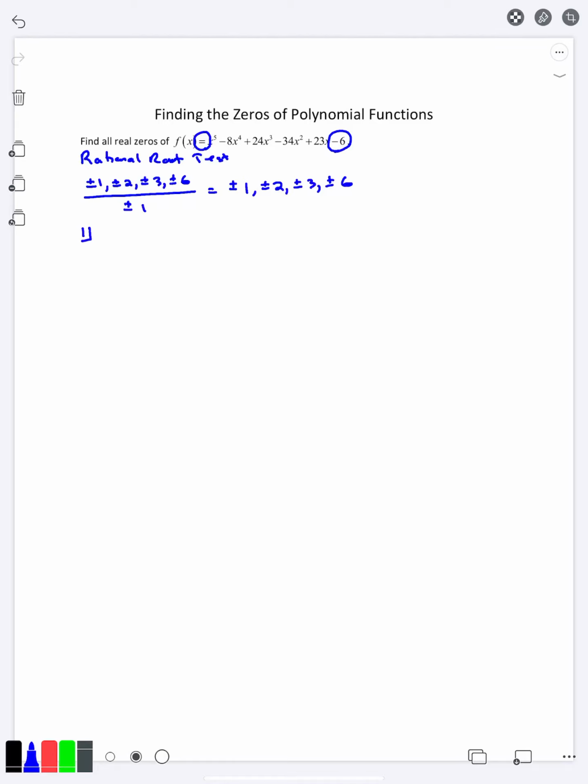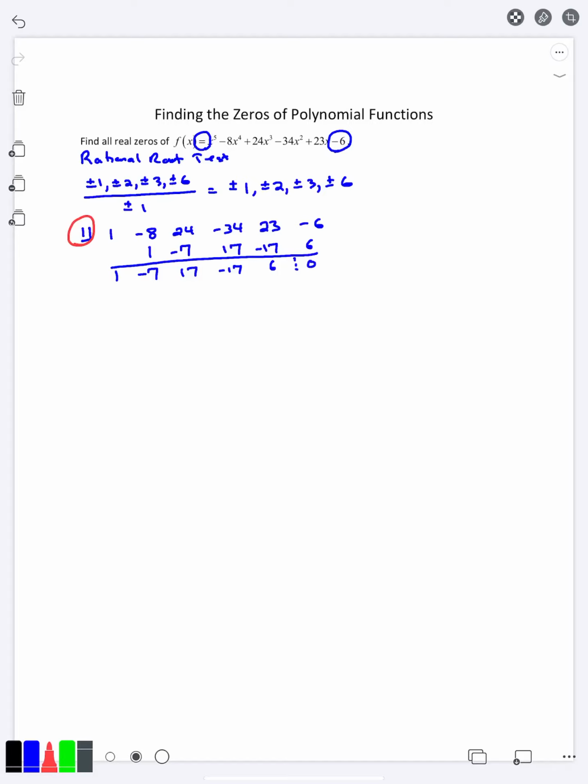So we try 1. How synthetic division works, we put our coefficients here: 1, negative 8, 24, negative 34, 23, negative 6. We bring down, multiply by the number in the box, add down, multiply by the number in the box, add down, multiply, add down, multiply, add down, multiply, add down. If you get a 0 there, that means you found one of the zeros, you found a root. If you get anything other than 0, you cross it out and pretend you didn't do anything.